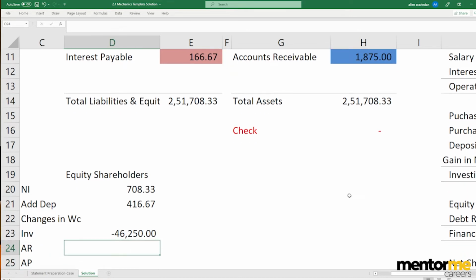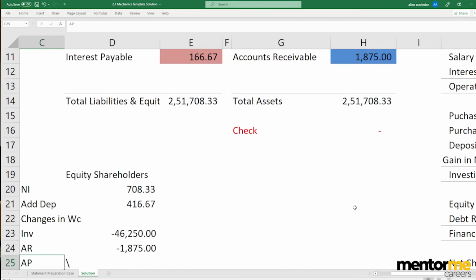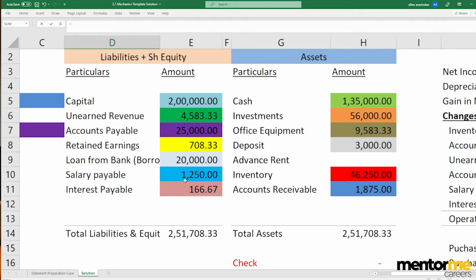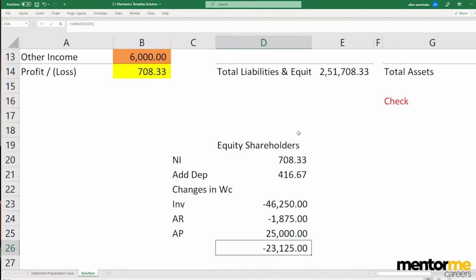Now let's talk about accounts receivable. Similar, asset: last year minus accounts receivable this year. And accounts payable is a liability account, so you want to do this year, which is, if you see here, 25,000 minus 0. So that's my working capital change, majorly. Now let me just add this up. So the total changes in working capital comes out to be 23,125.